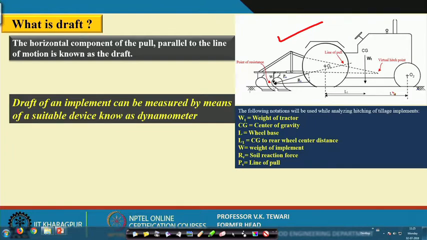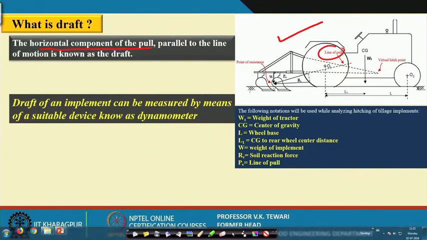As I told you, we described the draft to be the horizontal component of the pull, and the pull is between the center of the point of resistance and the point of hitch. We will not talk of the point of hitch, because I have dealt with this quite earlier, but the pull force is along this particular line of pull. Along this line is the pull, and the horizontal component of this, parallel to the line of motion, is known as the draft. So, this is the draft.